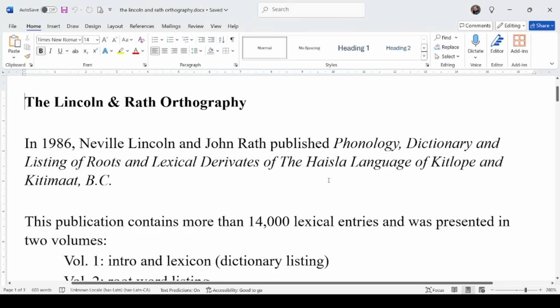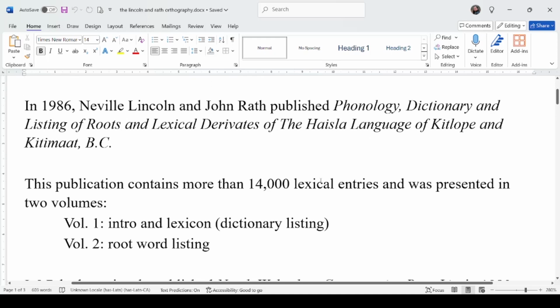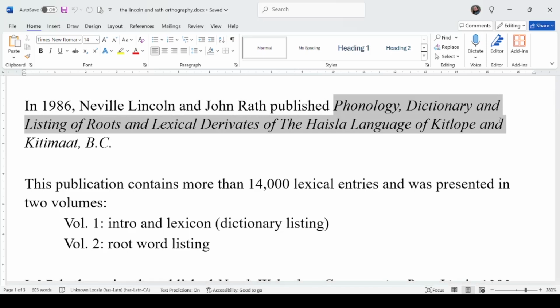In the previous videos, we looked at Hein Vink, who was the first linguist to develop Haisla writing systems. Lincoln and Rath were the next group of linguists to do that. So in 1986, Neville Lincoln and John Rath published a document called Phonology, Dictionary, and Listing of Roots and Lexical Derivatives of the Haisla Language of Kitlope and Kitimat, BC.